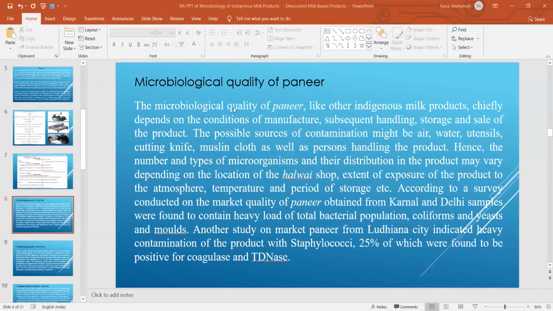So now something about the microbiological quality of paneer. What is special in it? The microbiological quality of paneer, like other indigenous milk products, chiefly depends upon the conditions of manufacture, subsequent handling, storage, and sale of the product. I have repeatedly told you that the different stages of the manufacturing operation are very important.